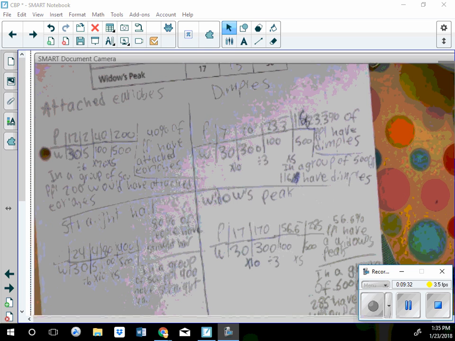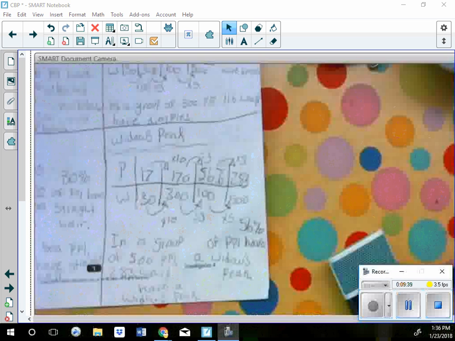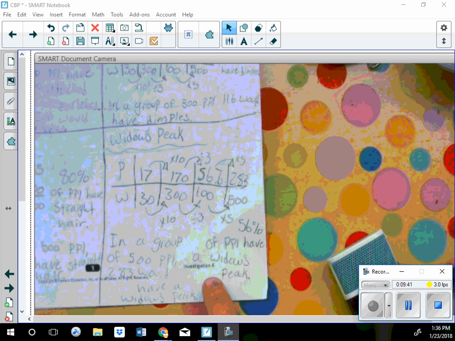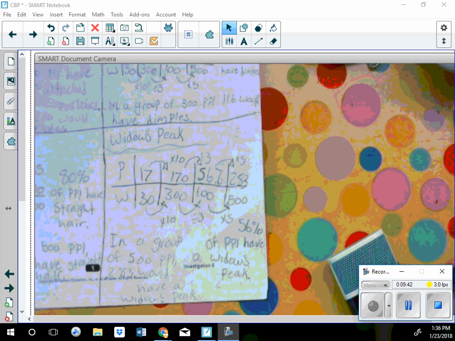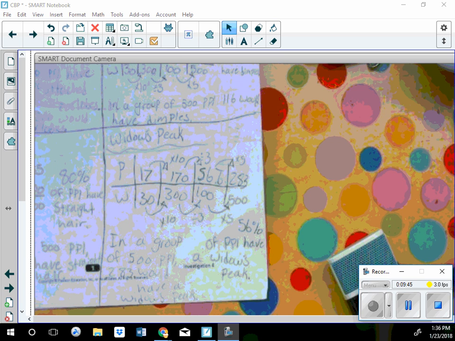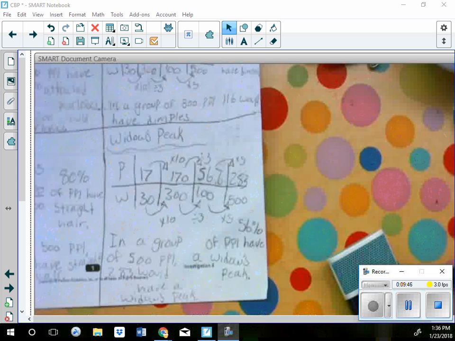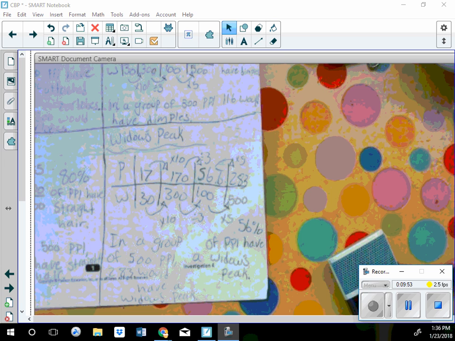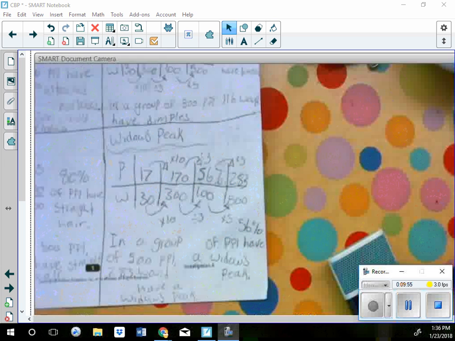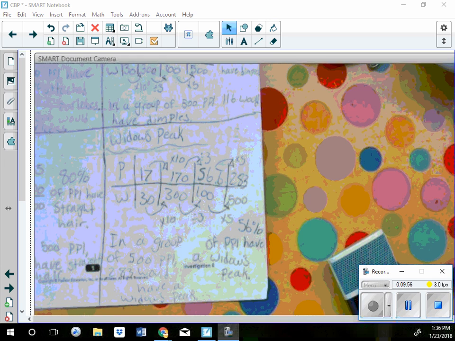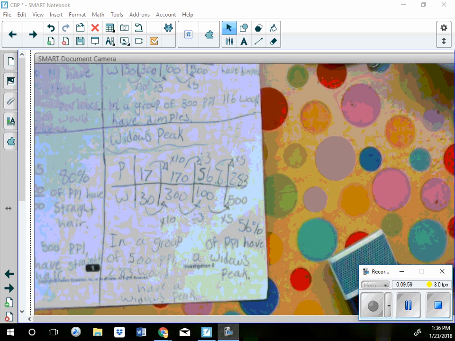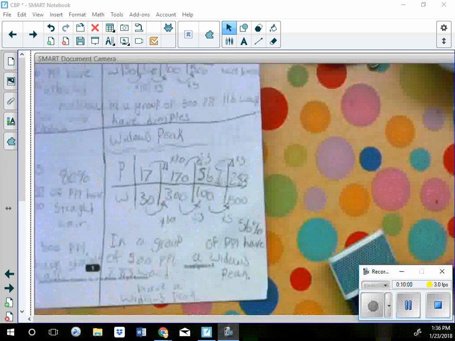Thank you very much. Okay, so I timesed 30 by 10 and 17 by 10, and then I divided those by 3, which got 56% of people have a widow's peak, and then I multiplied that by 5. So in a group of 500 people, 283 people would have a widow's peak.